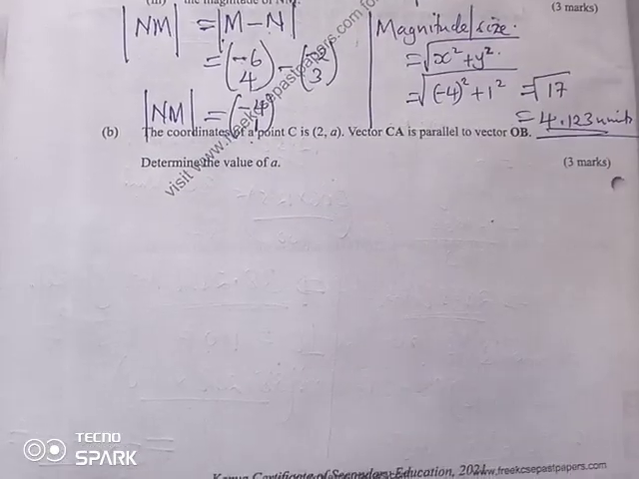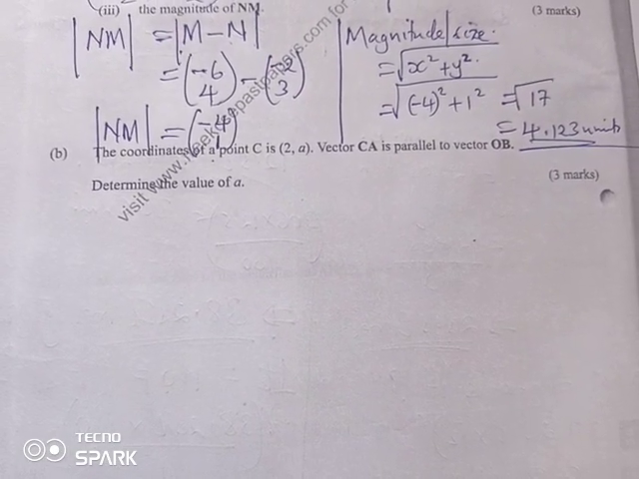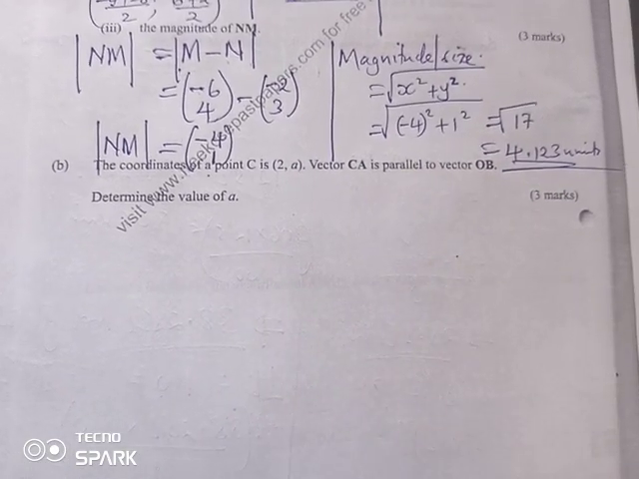So coming back to our question, we are told the coordinates of another point C is 2a. Vector CA is parallel to vector OB. Find the value of a.